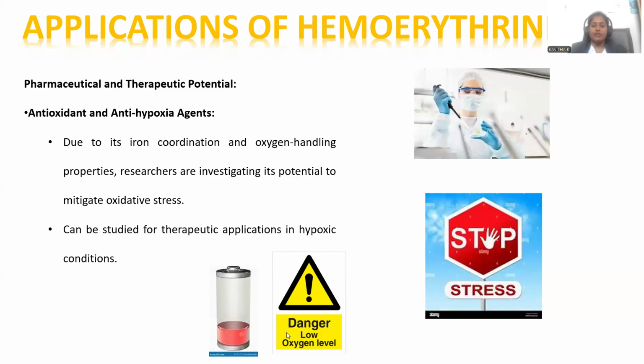Hypoxic conditions, which are nothing but the danger of low level oxygen, can be monitored and sensed by these pigments so that they are able to give the indication alarm for low levels of oxygen. Hypoxic conditions will be quantified by hemerythrin, and oxidative stress relieving capability is another advantageous application for this hemerythrin as well.